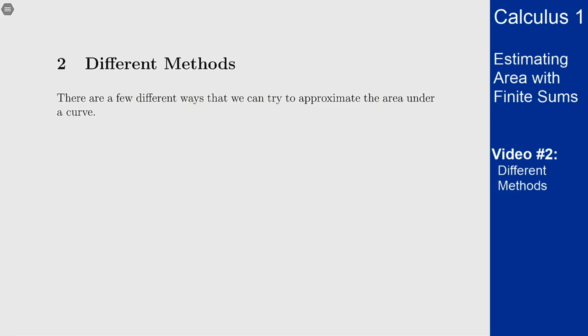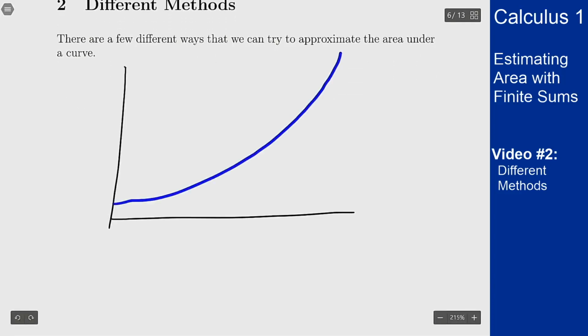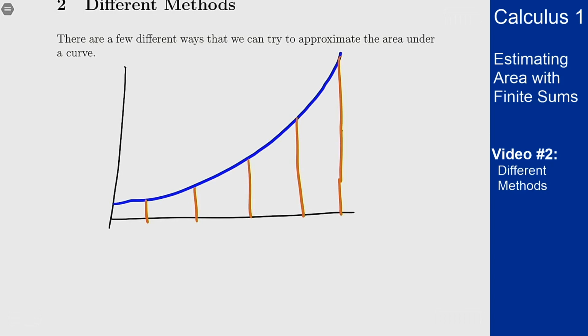In this video, we'll talk about different methods we can use to approximate the areas under a curve. So if we have a curve we want to find the area under, say a simple graph like that, and we go ahead and chunk this up into little pieces, there's a couple of different ways we can go about finding the area, or at least approximating under this curve.